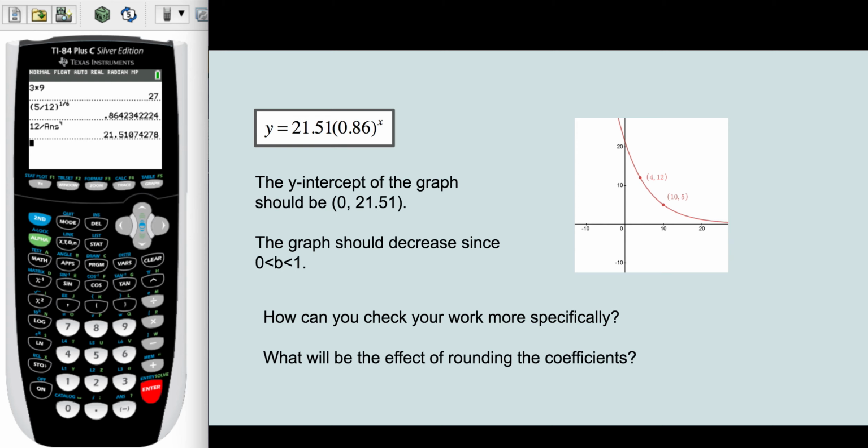In order to check your work more specifically, you could plug in your original points into the equation that you just came up with. Do those one at a time and make sure that you get statements that are true. When you have rounded the coefficients like this, we might not come up exactly perfect. Another way of checking this would be to use your two ordered pairs that you started with, (4, 12) and (10, 5), and use exponential regression on the graphing calculator to see if you get the same coefficients.